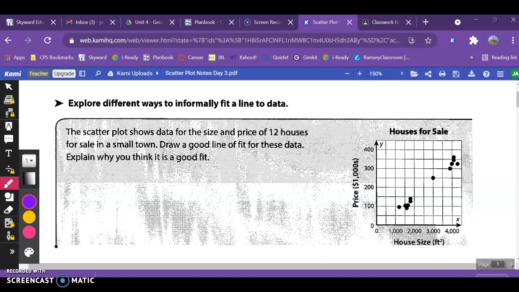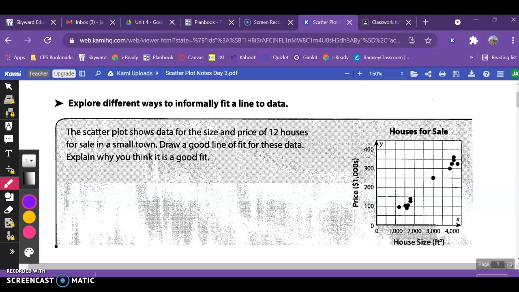All right, moving into day 3 of scatter plots here, we're going to start looking at lines of best fit and how to find them. So first off, it says the scatter plot shows data for the size and price of 12 houses for sale in a small town. Draw a good line of fit for these data and explain why you think it's a good fit.